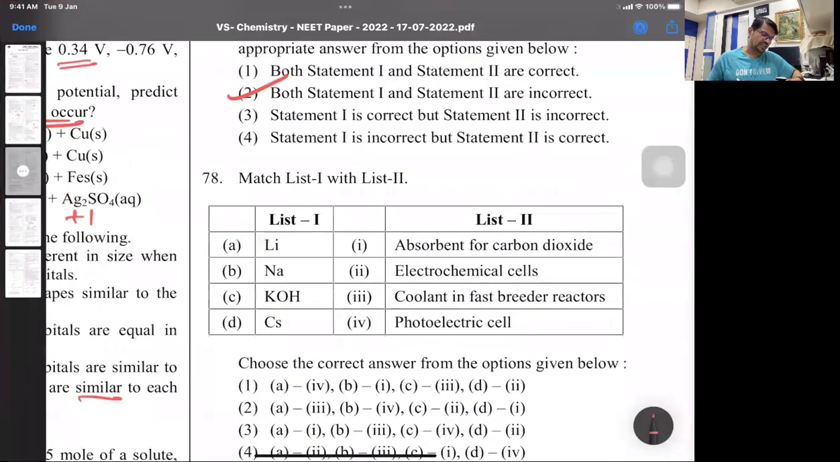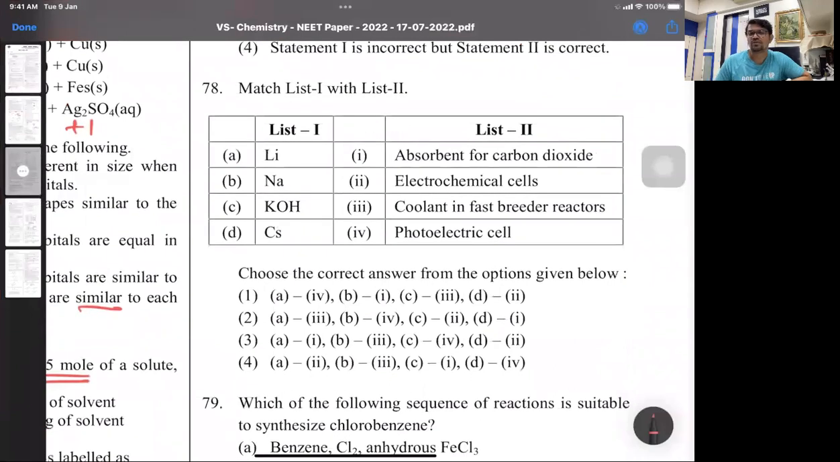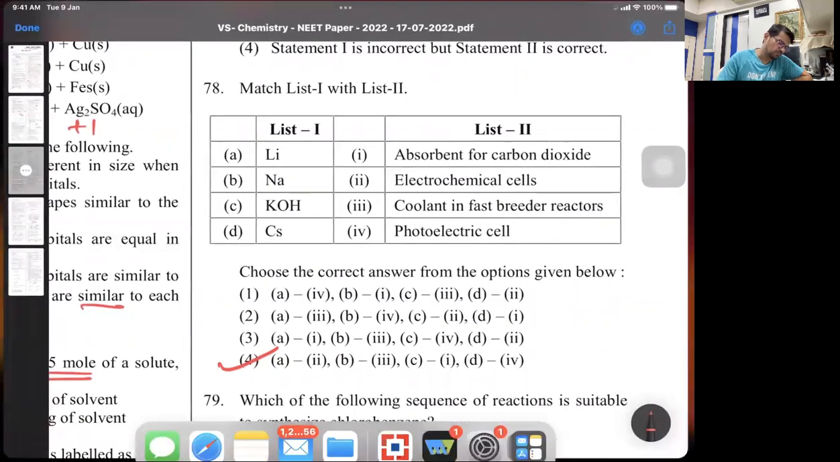Then 78, they have given with respect to the uses. That's from the S block part. Now lithium, we all know lithium ion batteries. So lithium is used in electrochemical cells. So the first one, A1, has to be 2. And with A being 2, there is only one option. Then B, sodium: liquid sodium is used as a coolant in fast breeder reactors. Then we have KOH, an absorbent for CO2. And the last one, cesium, is used in photoelectric cells. So 78 is 4.